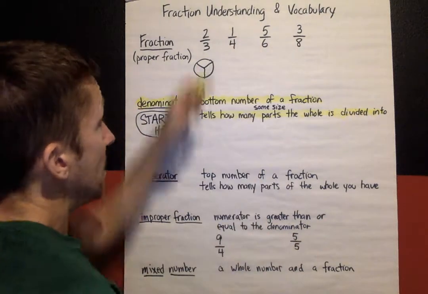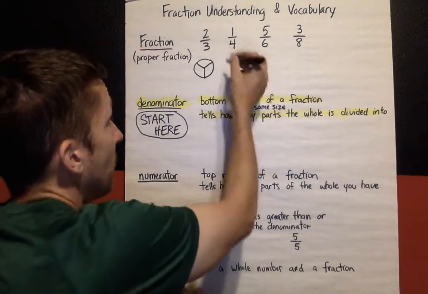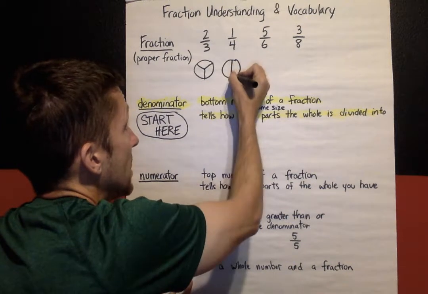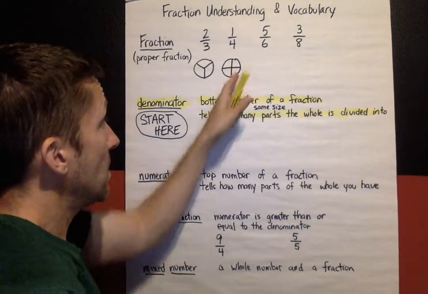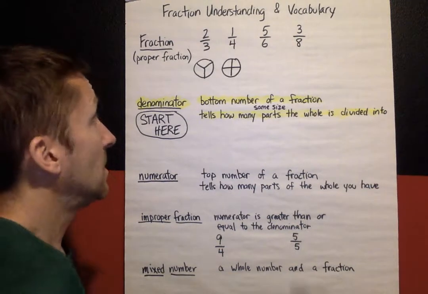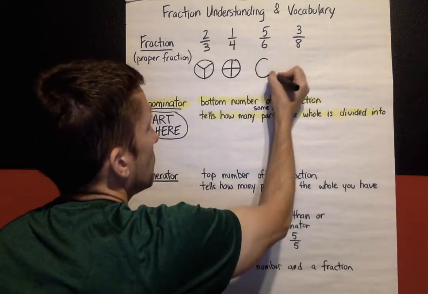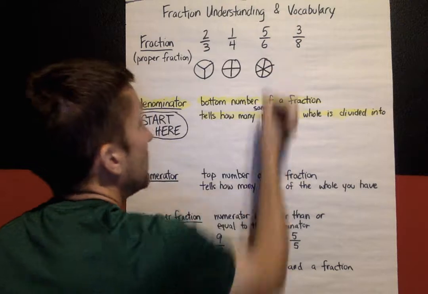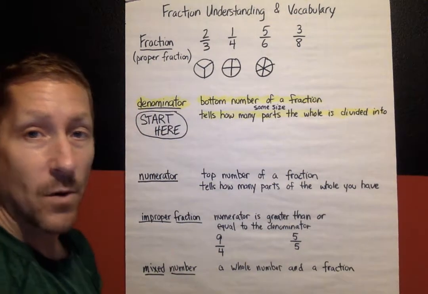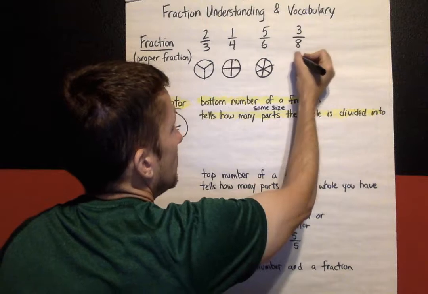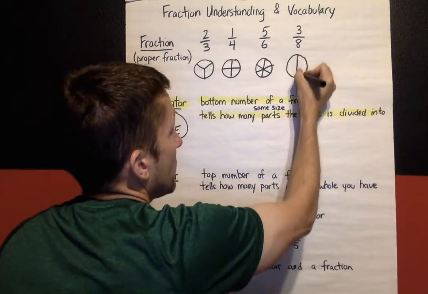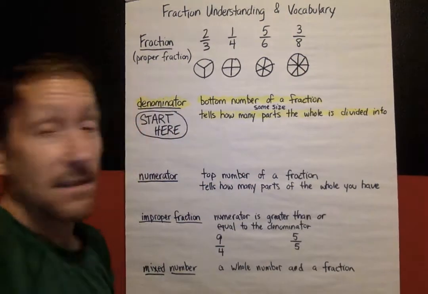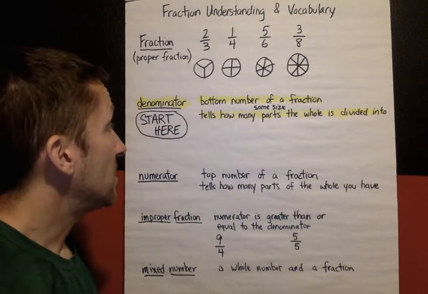For 1/4, again, I'm ignoring the numerator. That 4 right here, the first thing I do is look at the denominator and I lock into that. 4 means 4 slices in one whole. For 6, I draw a pizza and I start with that. There are 6 slices in a whole pizza. For 8, same thing. I start with 8 slices in one whole pizza.